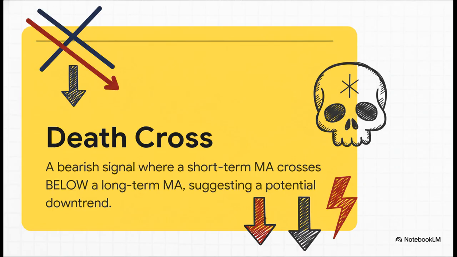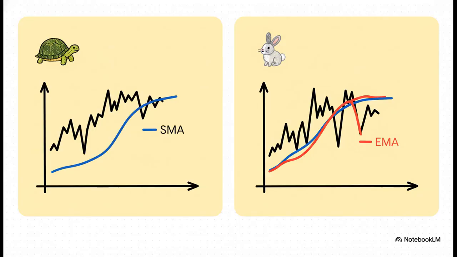I mean, the names alone, Golden Cross, Death Cross, tell you just how seriously traders take these patterns. And just a quick side note here. Within these strategies, you can also pick the type of moving average. You've got the simple moving average, or SMA, which treats all the prices in its period equally. It's smoother. Then you have the exponential moving average, the EMA, which gives more weight to the most recent prices. This makes it react faster.